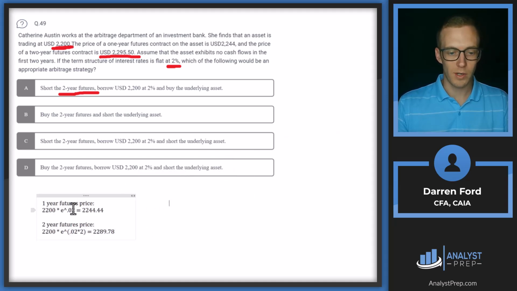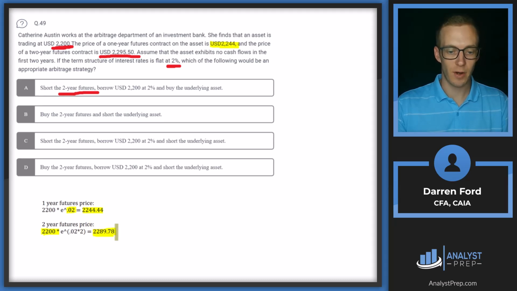So I did this for the 1-year future and the 2-year future just to show it. For the 1-year future, we do 2,200 times our continuously compounded risk-free rate at 2%, and we get 22.44. So we can see that that is fairly valued, so there's no arbitrage opportunity there. And then for the 2-year price, we do 0.02 for 2 years, continuously compounded on 2,200. So we get 22.89 as our fair value price here.